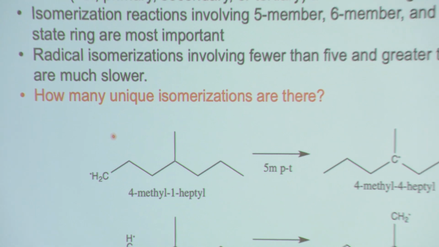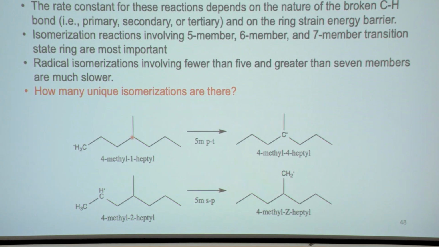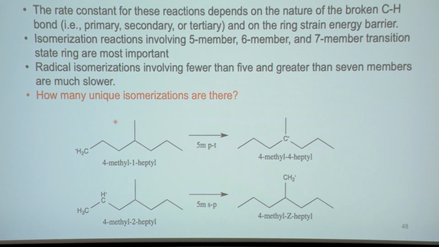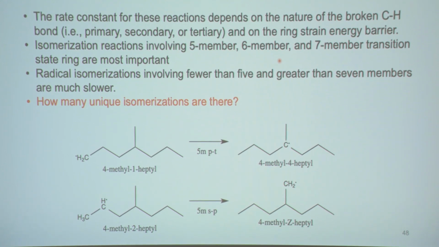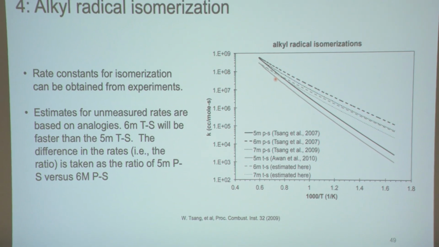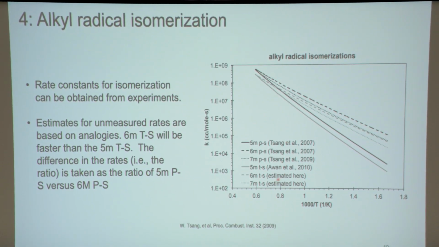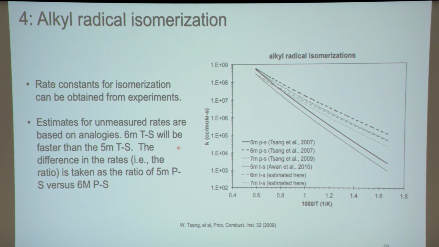Okay, we're not going to answer this question, because there's a lot of unique isomerizations in this molecule. I think about 11 of them. But again, on your own time, you can draw them all out. You have to consider all the 5-, 6-, 7-membered transition states. And then, again, there's rules for this as well. So Wing Tsang and others, they've developed rules for these different types of transition states, 5-membered, 6-membered, 7-membered, from primary site to secondary site, from secondary site to tertiary site. And we apply those same rules in the development of the new model.